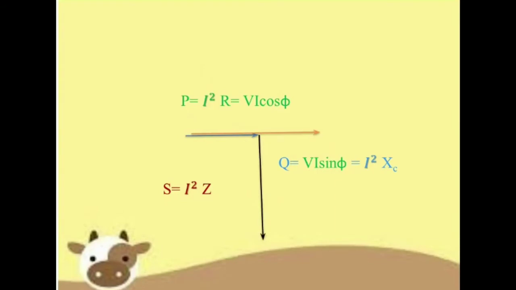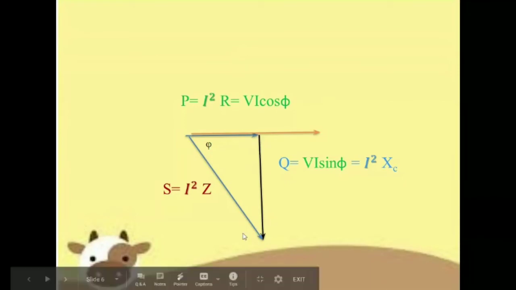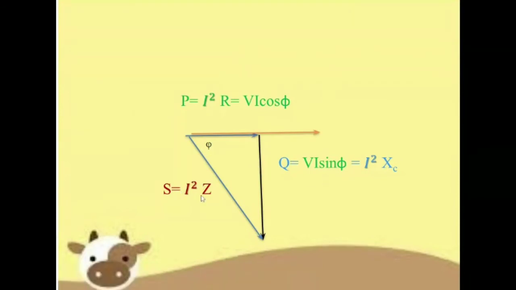Then if you are considering a capacitive circuit, an RC circuit, the triangle will be downwards. The power triangle will be in the opposite or the fourth quadrant. So the active power remains the same. Power is equal to I squared R. Phi is the angle here. So VI cos phi will be the active power. Q is the reactive power, I squared Xc. This will be 90 degrees behind the active power. So VI sin phi. Then apparent power is equal to I squared Z, the root of P squared plus Q squared.